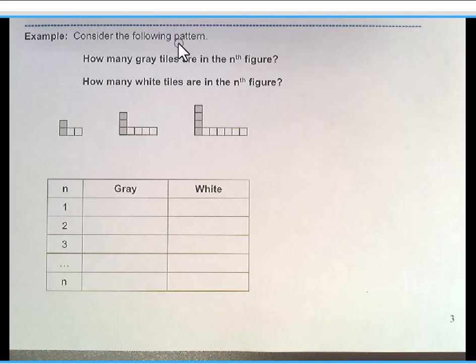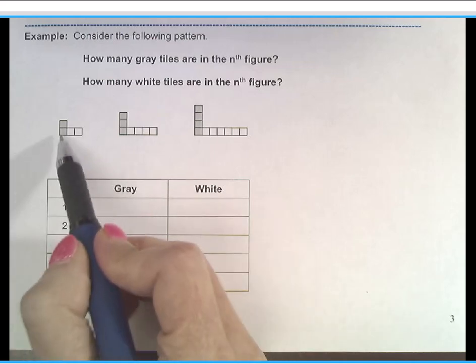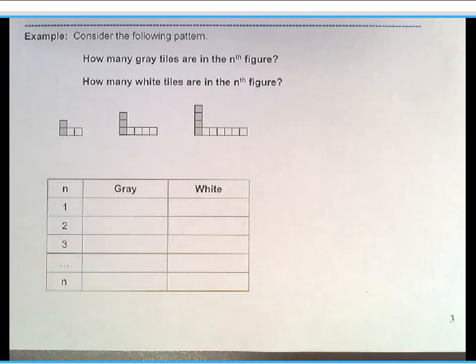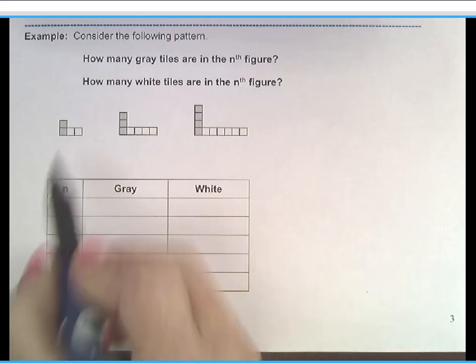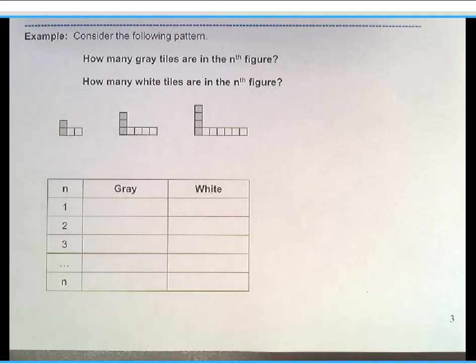Now we're going to look at pattern recognition. Being able to recognize patterns is a huge concept in algebra. So what we're going to do here is figure out how we can come up with some expressions that would represent the number of tiles, either the number of gray tiles or the number of white tiles that you see in a figure. It's very algebraic in thought, developing patterns and trying to figure out how the position plays into the number of tiles that you see.